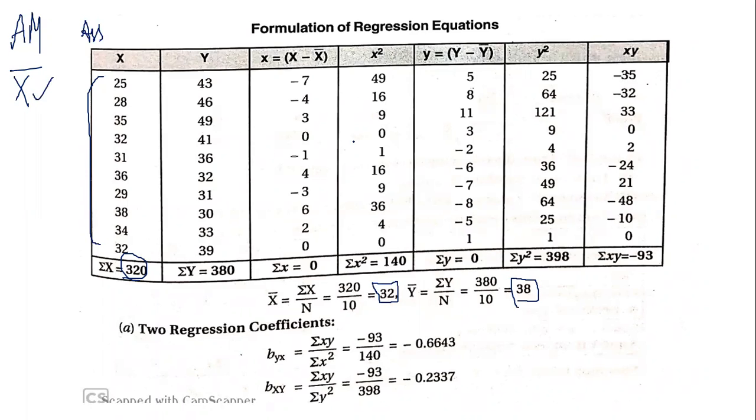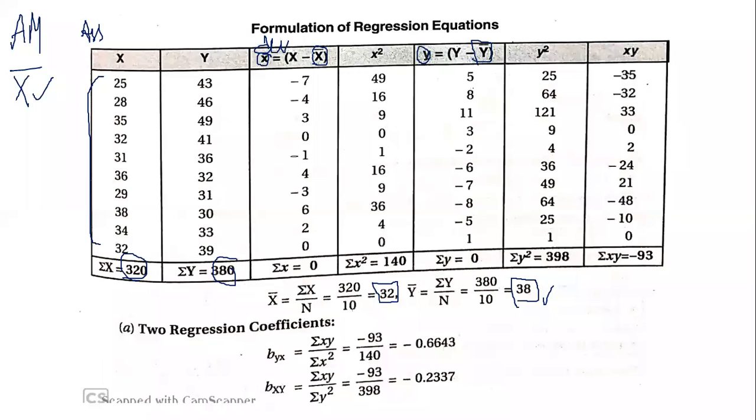Now, when you are using actual mean, you have to find the deviations from the actual mean only. And similarly for y also, deviations from the actual mean. So you have x and the total of x is 320. You have y, the total of y is 380. So we found out x bar and y bar.